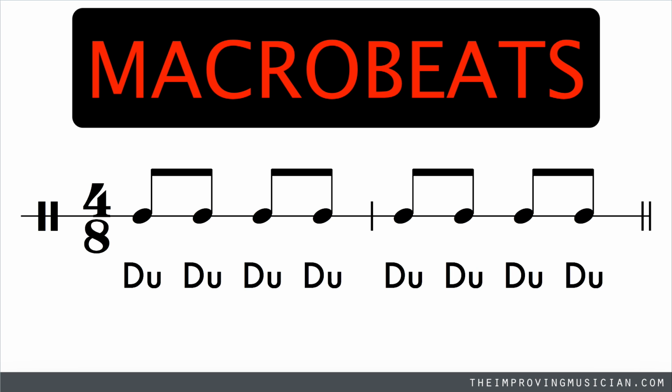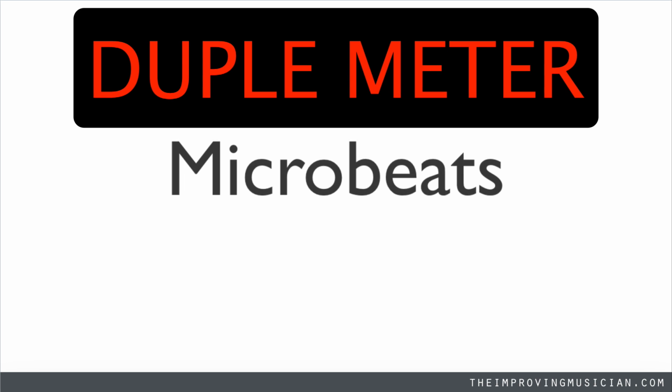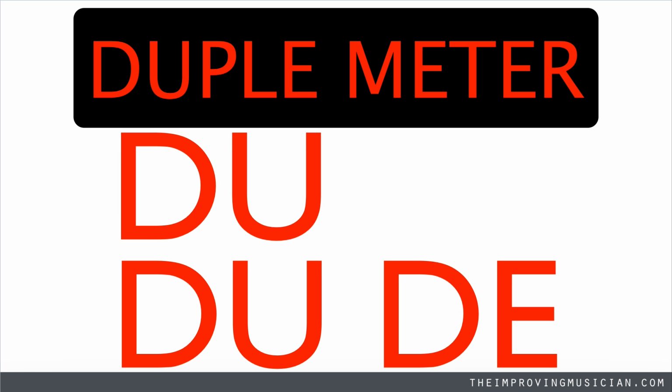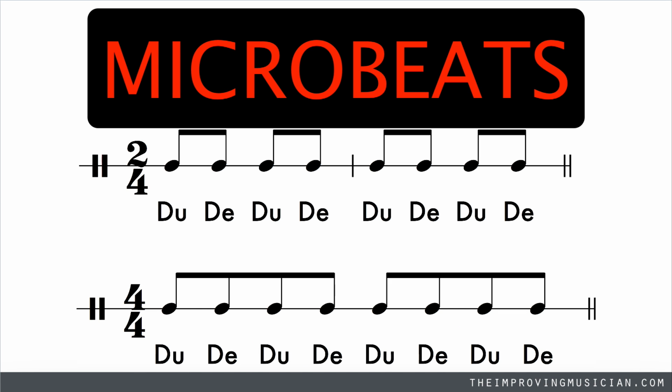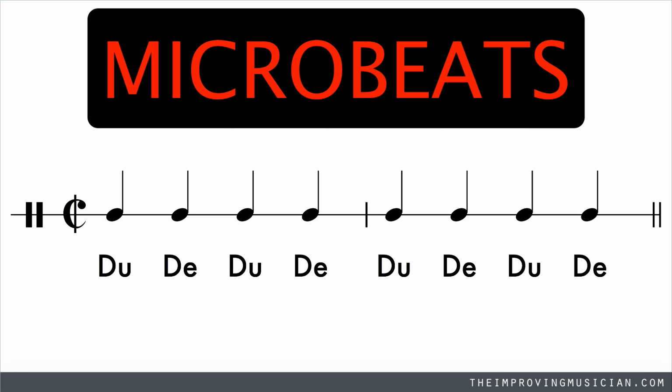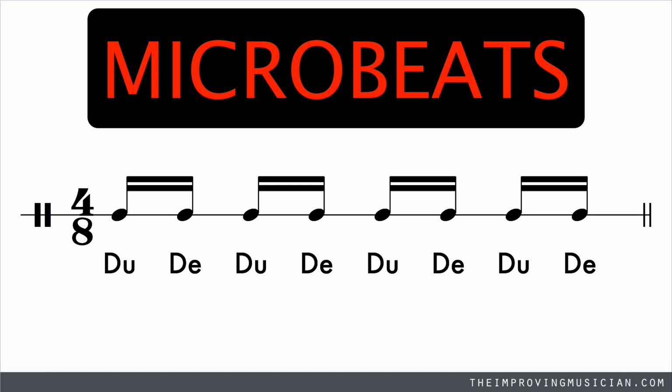Microbeats in duple meter are chanted as do day, do day, do day, do day, regardless of the time signature. Notice that when we chant macrobeats and microbeats concurrently, the do syllable always aligns with the do day. When we are in 2-4 and 4-4, the eighth note is the microbeat. When we are in 2-2 or cut time, the quarter note is the microbeat. When we are in 4-8, the 16th note is the microbeat.